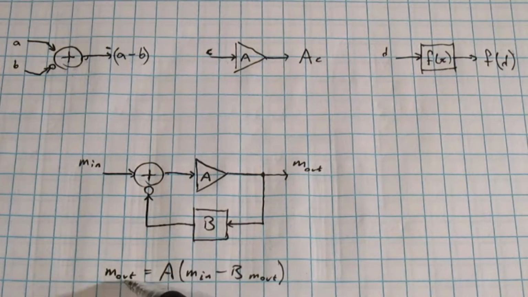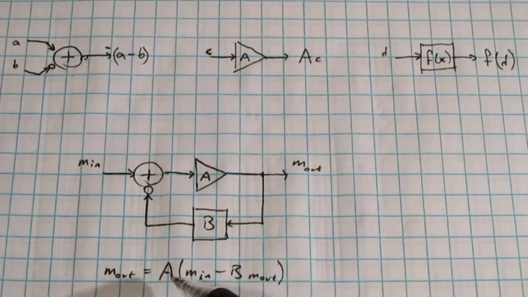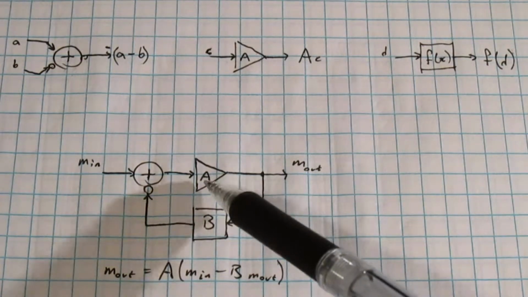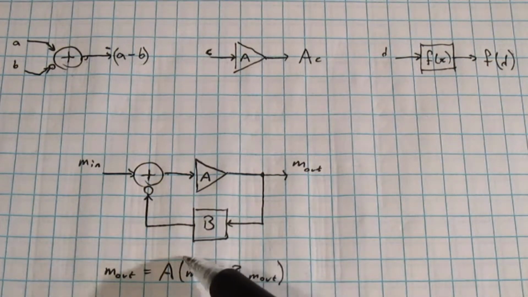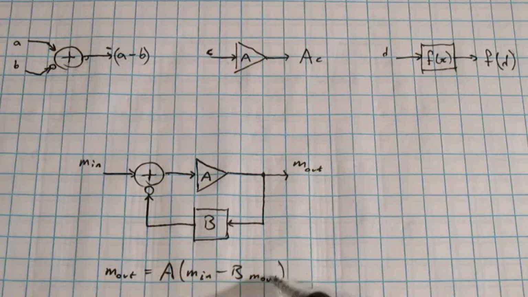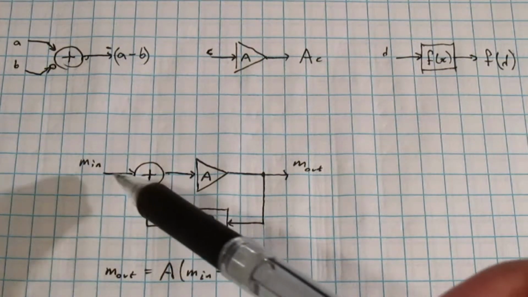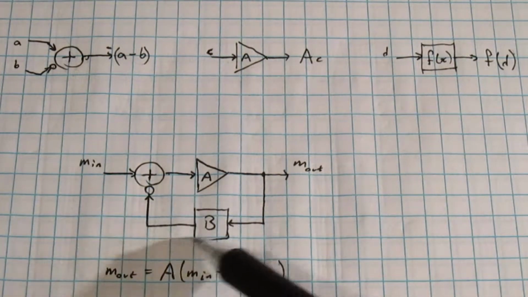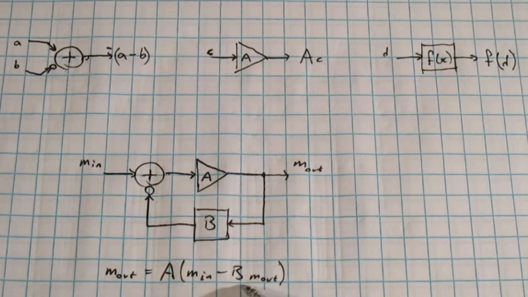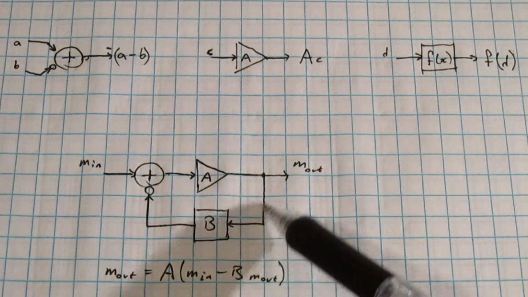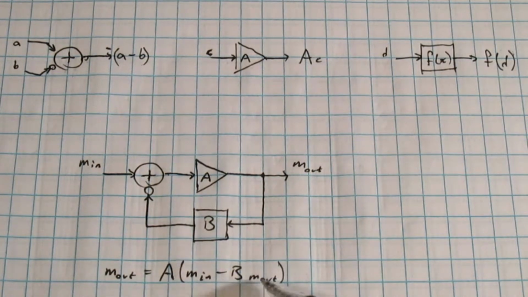So we have some output signal which is equal to the output of this amplifier, which is A times whatever's at the input. So here we have A times some stuff. So what's showing up at the input is M in minus something else. And the stuff that's being subtracted off is B times whatever is currently at the output. So we have B times the output.